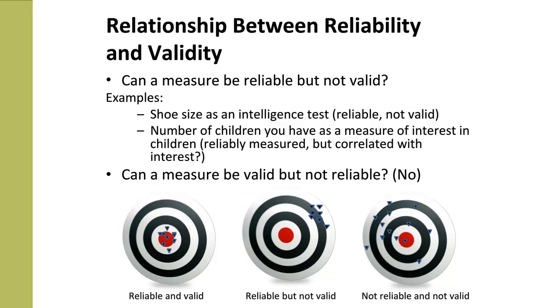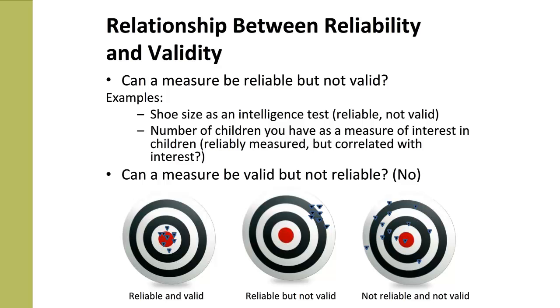Okay, so looking at the relationship between reliability and validity, can a measure be reliable but not valid? The answer is absolutely yes. So say that we're using shoe size as an intelligence test. The bigger your shoe size, the smarter you are, something like that. Every time you test your shoe size, assuming that you're an adult, your shoe size will be very similar across different measurements. So test, retest, right? That will be evidence for reliability. However, we know that there is no relationship between shoe size and intelligence, so it would not be valid. The number of children you have as a measure of interest in children, okay, you can reliably measure that, the number of children you have, but is it correlated with interest? So it might be a little bit, but not necessarily, right?